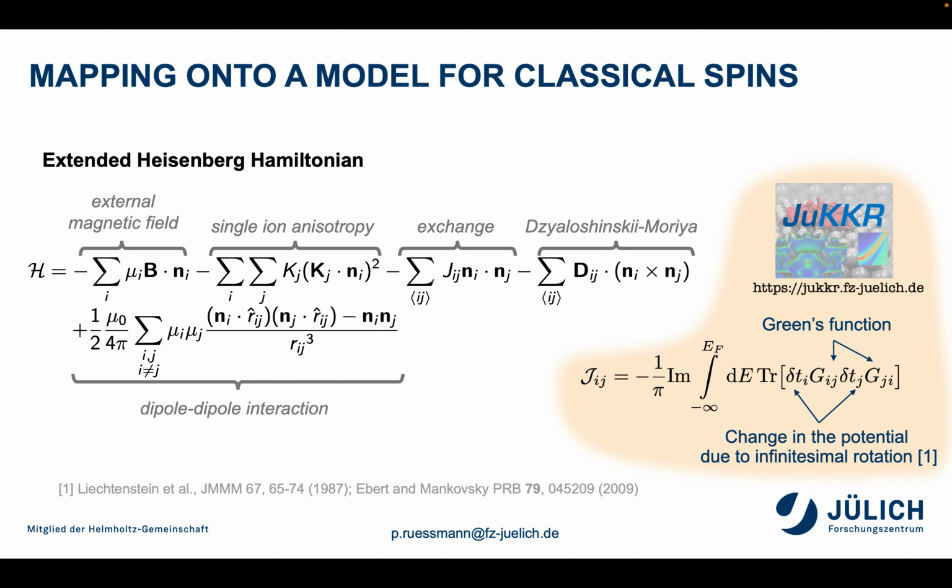The model parameters which we need to feed in and which we need to get from our first principles calculations, we can extract with the AiiDA-KKR code, where we have to evaluate this formula here given on the right, where we just use the property that we have access to the Green functions and calculate the exchange interactions for these materials.